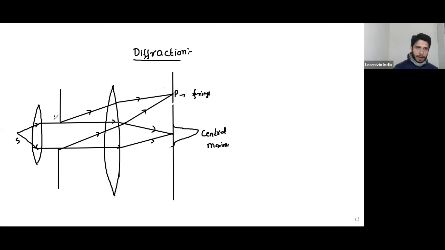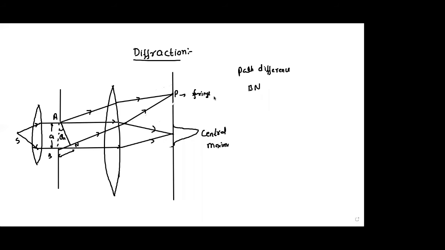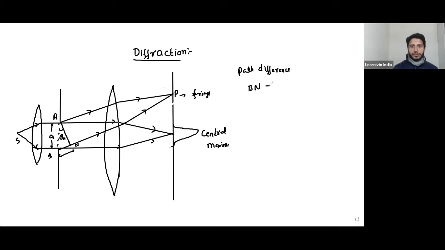We have discussed the path difference between waves reaching point P from A and B. We have dropped a normal from here. We call this angle theta n. This is the path difference, and what was the value of this path difference? A sine theta n. Yeah, that path difference was A sine theta n. So this was the path difference that we did yesterday.